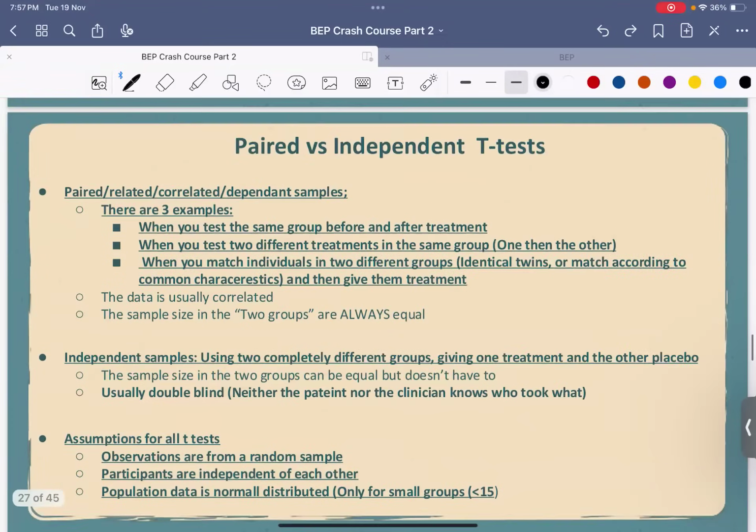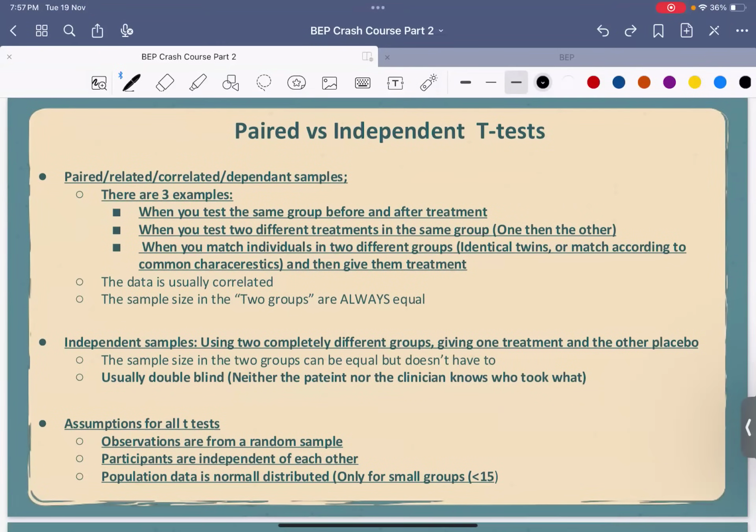Now we have different types of t-tests. This is also very, very important. This whole lecture is very important, and it's asked about a lot. Okay, so we have two types of t-tests. We have paired t-tests and we have independent t-tests. The differences between these two tests and when we use each is very, very important.